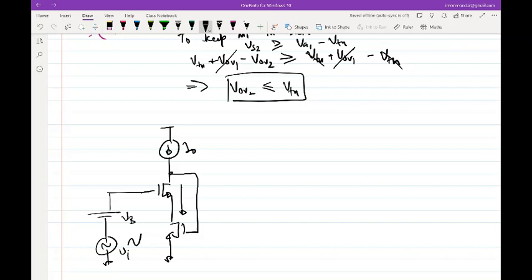Yeah, correct. So now if I say that I want to ensure that through M2, I want this current to be equal to I naught plus Gm times Vi. So let's say we want that. What will you do to ensure that this happens?